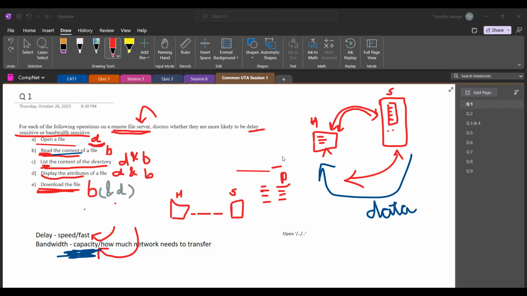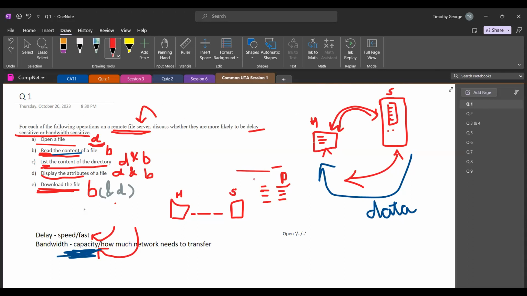That's part of the parameters. Yeah, we looked at this question. We looked at delay sensitivity and bandwidth sensitivity: how you can decide whether something is delay or bandwidth sensitive, and what makes something delay or bandwidth sensitive. So this was a remote file server. Even if it was not a remote file server, even if it was just two nodes, most of the answers would be the same.